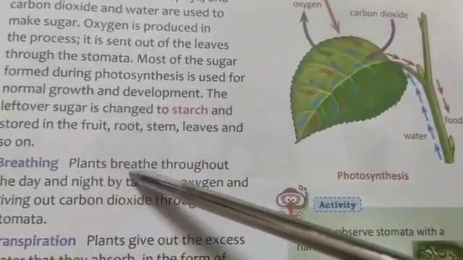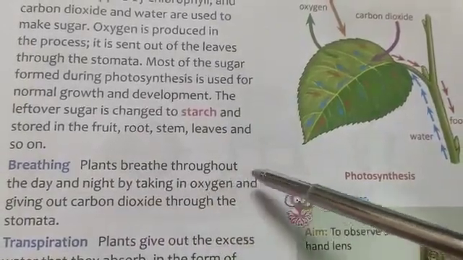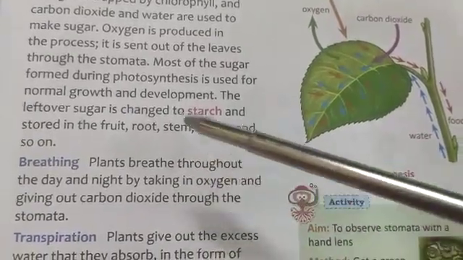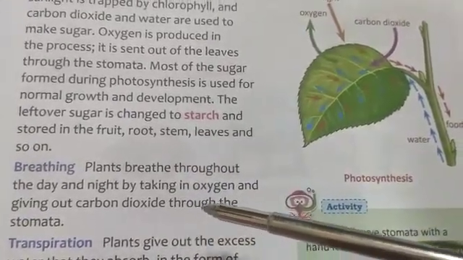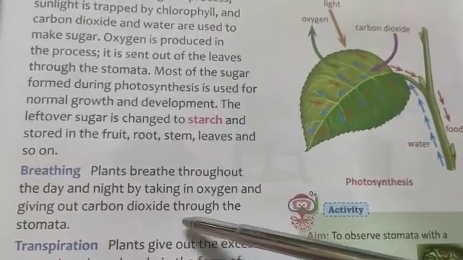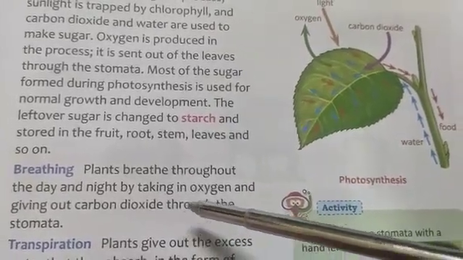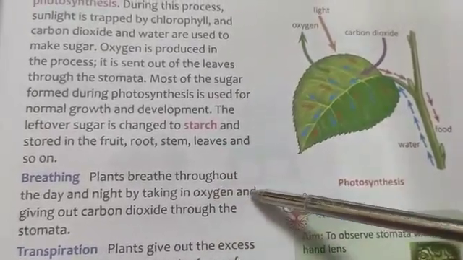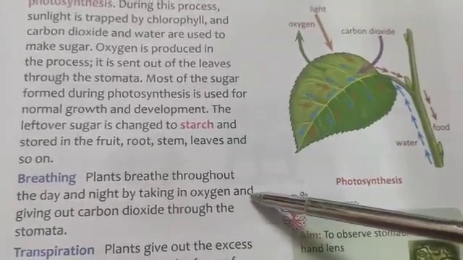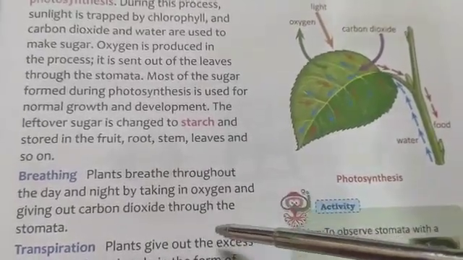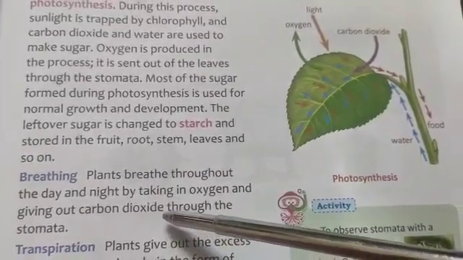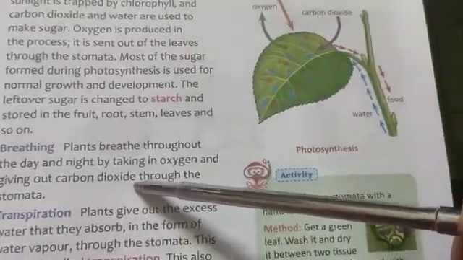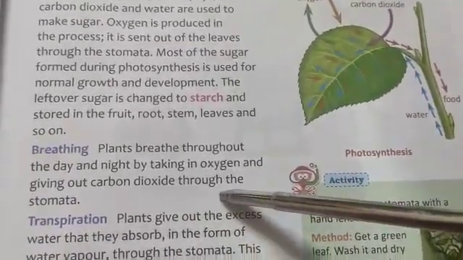Breathing. Plants breathe throughout the day and night by taking in oxygen and giving out carbon dioxide through the stomata. You know, humans and animals all breathe in by taking in oxygen and giving out carbon dioxide. Plants also do the same. It uses its own oxygen that it makes for breathing and sends out the extra oxygen into the atmosphere. It also gives out carbon dioxide during respiration. It takes in carbon dioxide while making food for the plant, but during respiration, it gives out carbon dioxide.